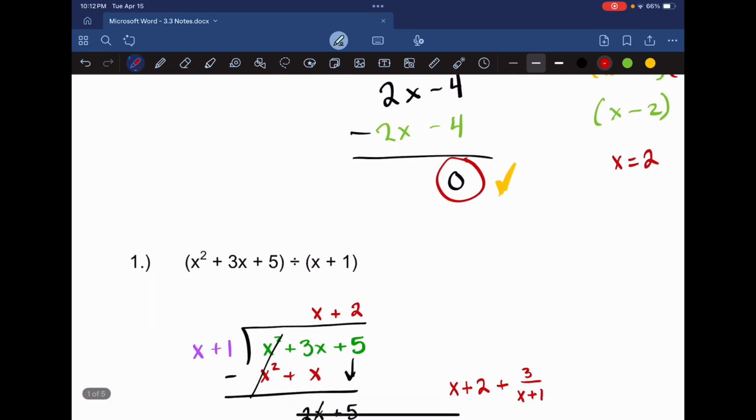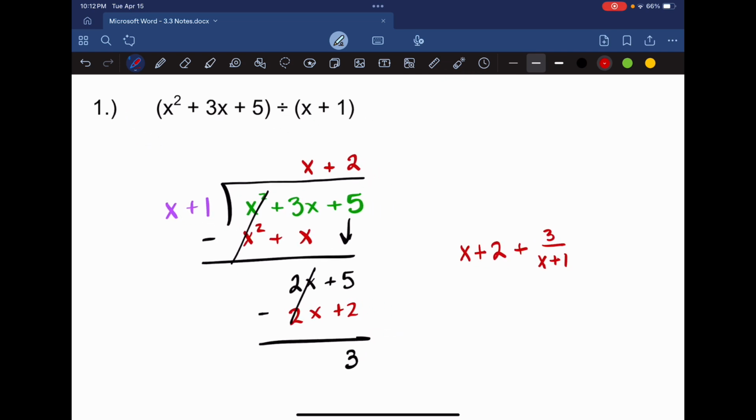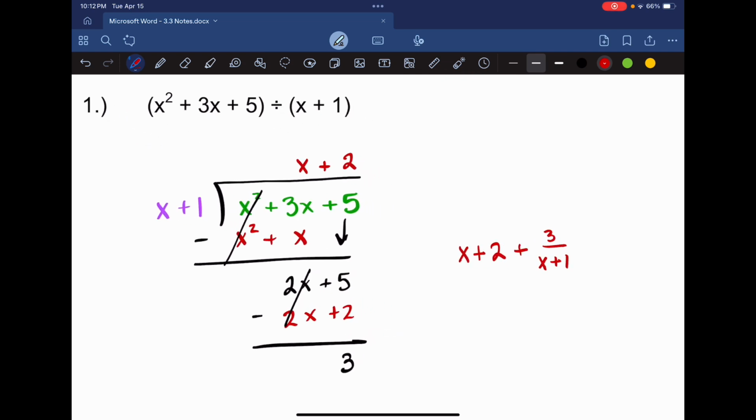All right, so here's our work for this one. Again, notice everything's lined up. I started by looking at what do I need to multiply by x to get x squared. Well, I just multiply by x. Then I distributed that in, and I got x squared plus x. Remember we're doing 3x minus x, and that gives me the 2. Then I use this term as the one that I determine what to put up top. So what times x gives me a 2x? Well, a 2. So 2, give it to both terms. Now this time I have a remainder of 3.